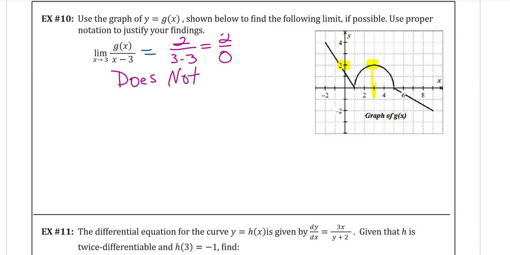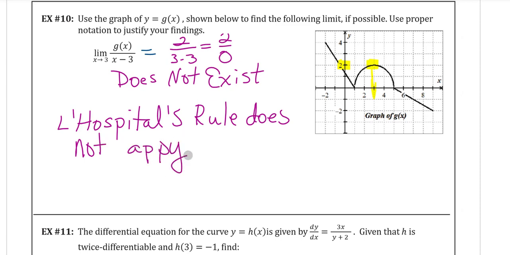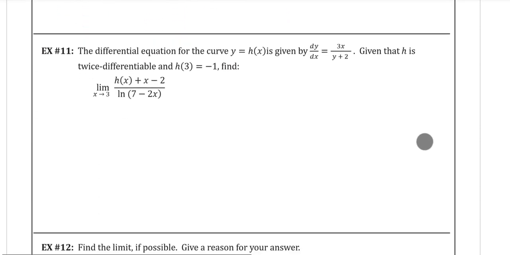It's not L'Hopital's rule. I'm going to be careful with this. Because we don't have an indeterminate form, we have 2 over 0. So you want to be careful. L'Hopital's rule does not apply here. It is possible to have an undefined limit. We have had lots of those, and they're not going away just because we have a new trick in our bag. Okay, so be careful about that.